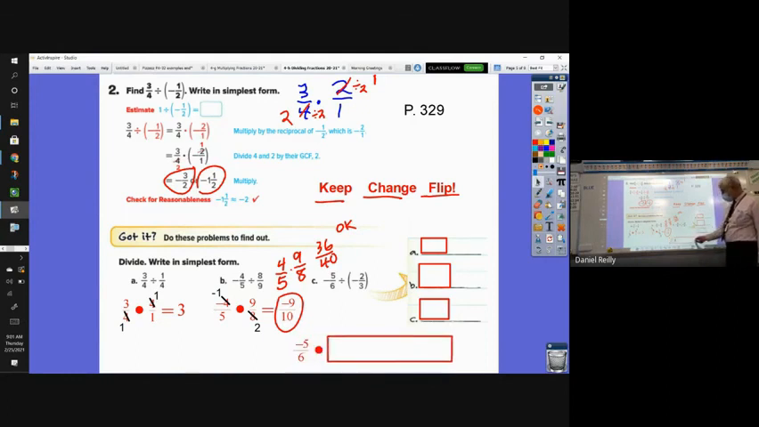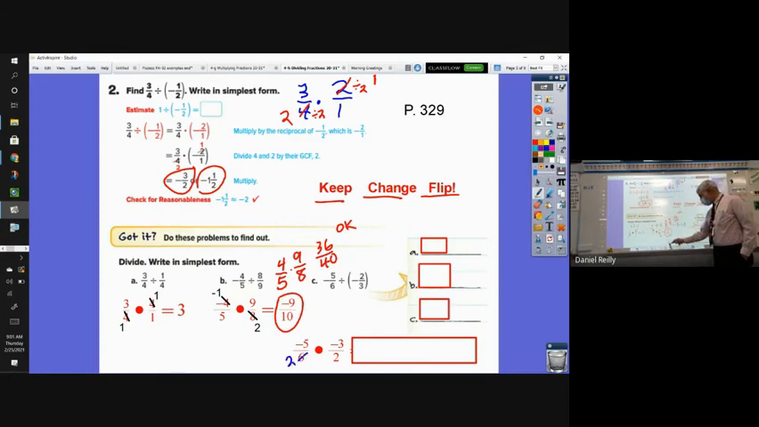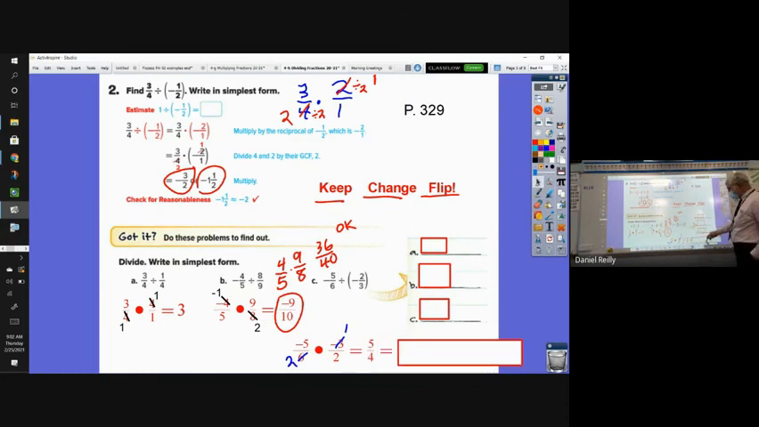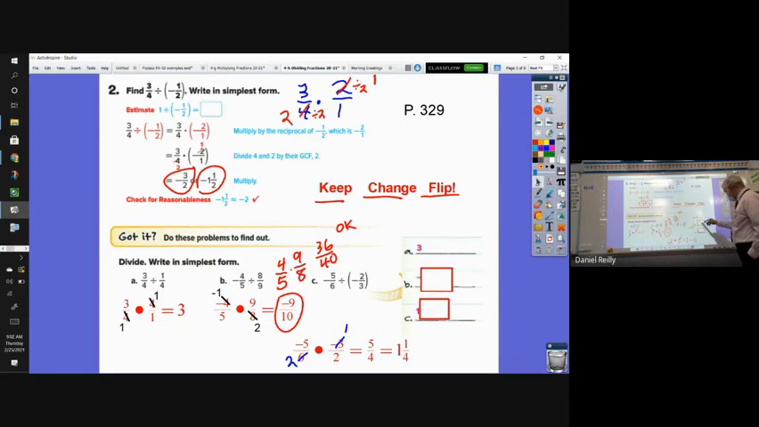1 1/4. -5/6 times -3/2. Keep, change, flip. Cross reduce if you are so inclined. Cross reduce. That's a 2. That's a 1. And I get 5/4. Negative times negative is positive. And 5/4 simplifies to 1 1/4. Not simplifies, changes it to a mixed number. Okay? All right.